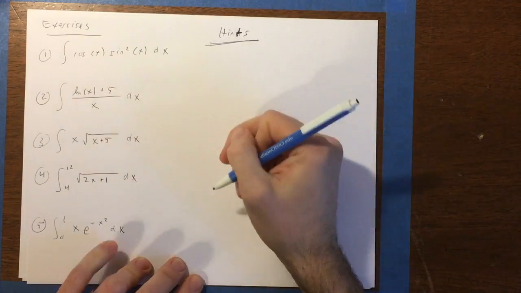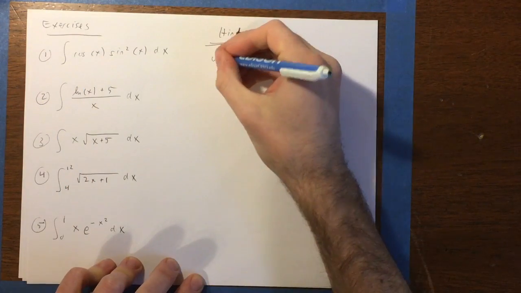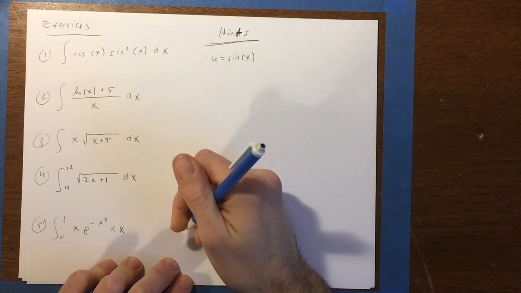So for the first one, we have a cosine of x here sitting by itself, right? So u equals sine of x will work well for that one.